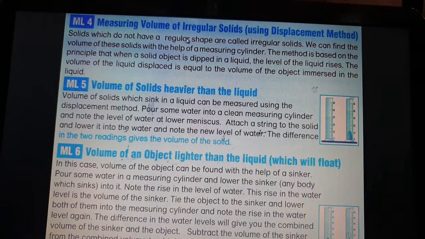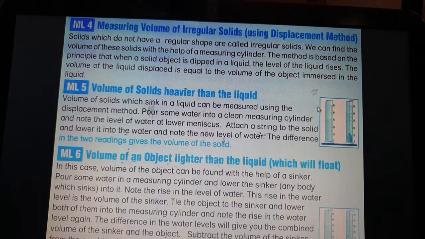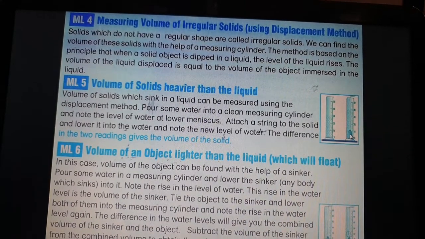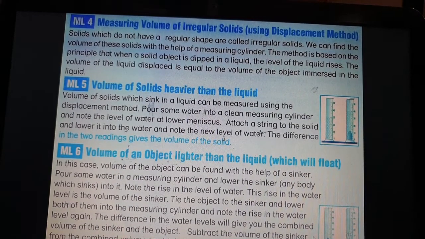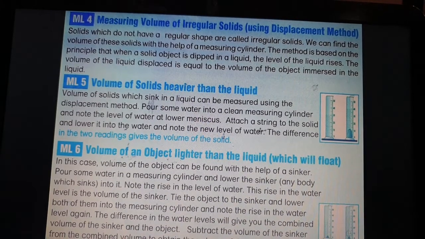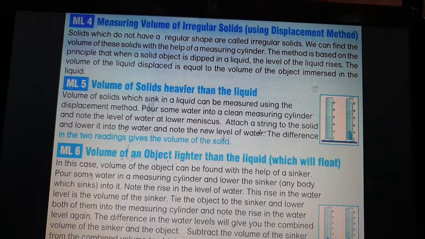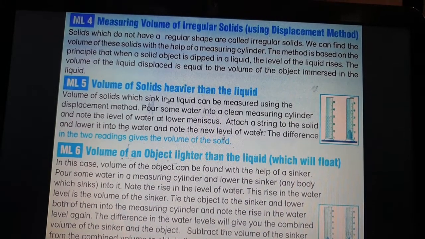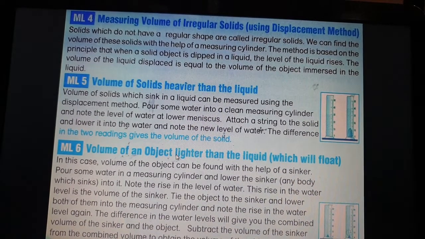In the first case, it is the irregular solids. In the second case, the solid is heavier than the liquid, that is, whatever you drop inside this cylinder should be heavier than the water. And in the third case, the object should be lighter than the liquid, that is, the weight of the object should be very much less than that of the liquid you are using. So these are some of the important ways to measure the volume of solids which are heavier, lighter, or irregular.